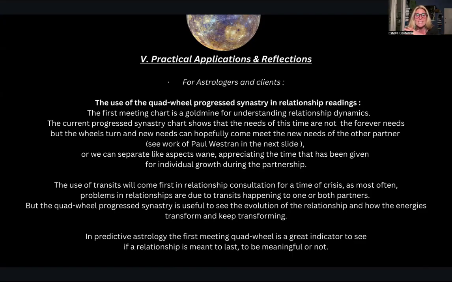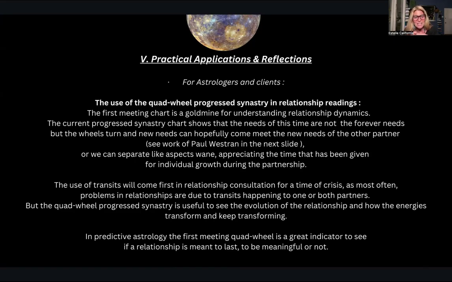The current progress Synastry chart shows the needs of this time are not the forever needs, but the wheels turn and new needs can hopefully come meet the new need of the other partner. We're going to see that with the work of Paul Westrum very soon. Or we can separate, like aspect waning, appreciating the time that has been given for individual growth during the partnership. That's the best case, when we can do that, right?